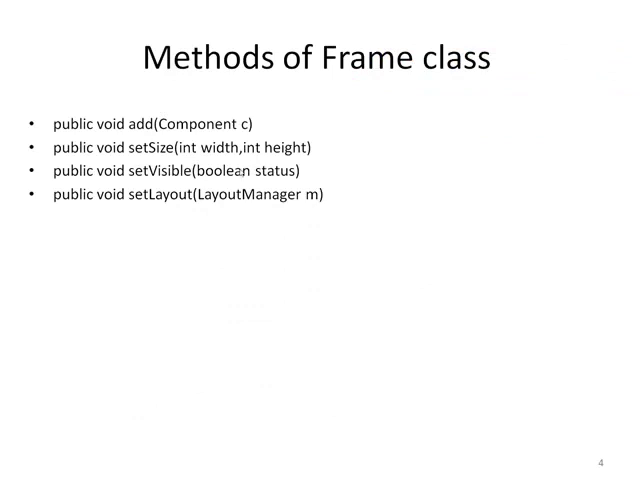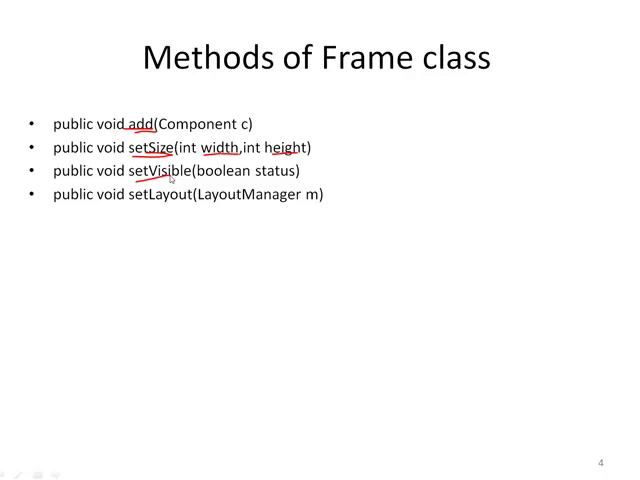So these are the methods to create a frame in our program. So first method is add method. To add any component into the frame, we should use this add method. For example, if I want to add one label, then I have to use this add method to add the component into the frame. Coming to the next one, set size. This method is used to set the size of the component, and this set size method has two parameters, width and height.